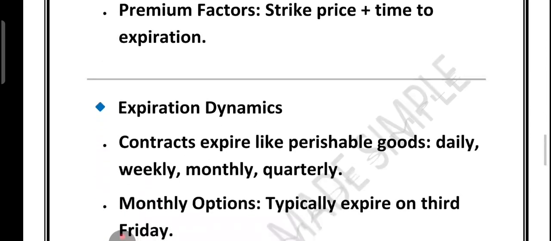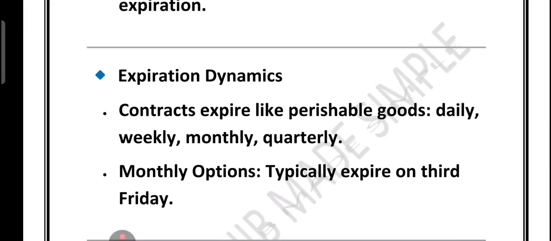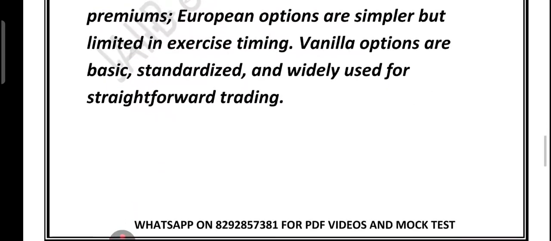Then let's talk about the expiration dynamics. Options expire like perishable goods: daily, weekly, monthly, quarterly, and most monthly options expire on the third Friday of the month, right? So for expiry, timing matters, and monthly option means third Friday. Remember these key points. Okay, so these are the points.